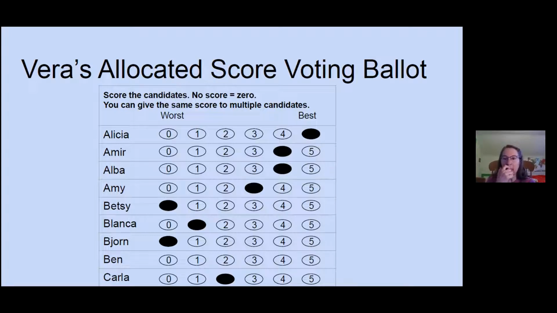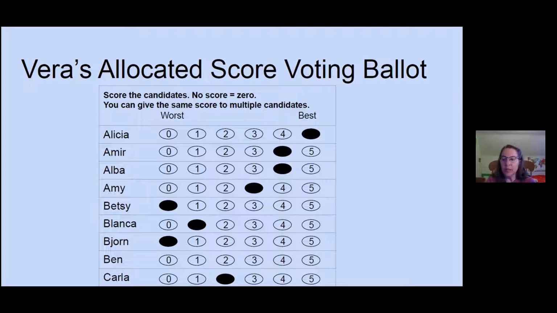Here, the A's get the top scores with Amir and Alba tying at 4. Carla gets a 2. Blanca is Vera's favorite of the B candidates, and she didn't even fill in Ben. Maybe she got tired of filling in the 0s, but Ben's score is identical to Betsy and Bjorn's.